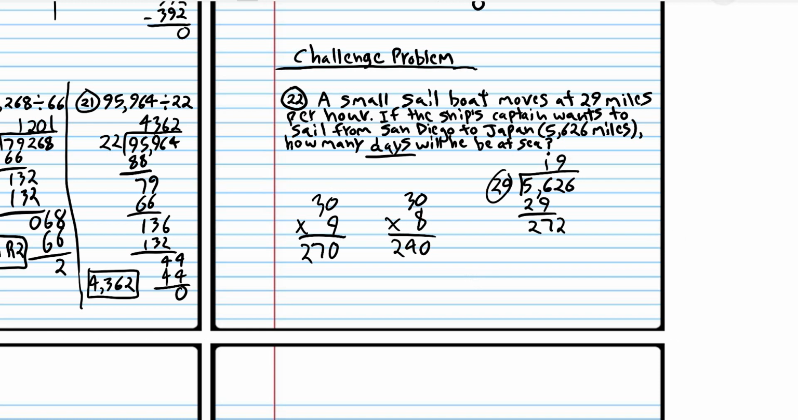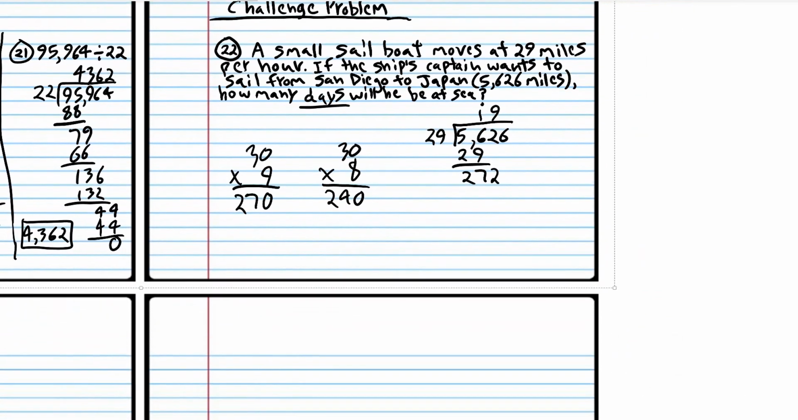29 times 9. You can do that on paper, or I'm just going to do it in my head to make things go a little faster. 29 times 9 is... I think that number might be a little... Actually, let's see here. 180 plus 81 is 271, 261. I think I did something wrong here.